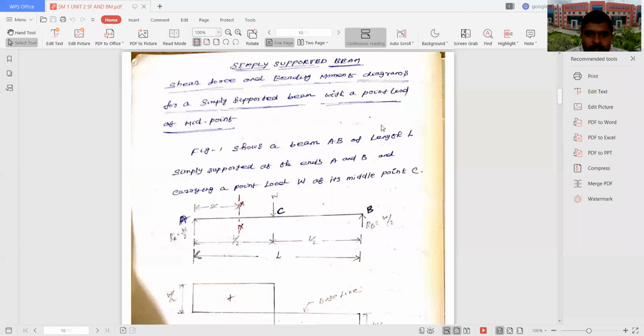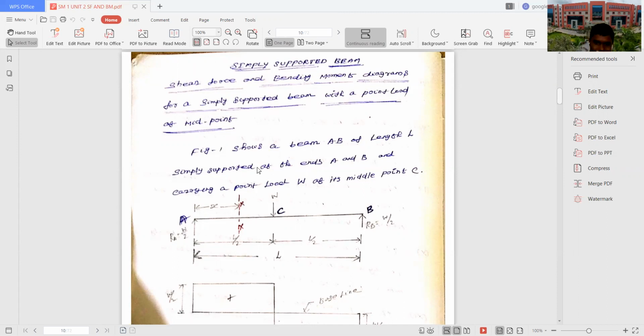Hi, today Unit 2, Lecture 5, we will see the simply supported beam, shear force and bending moment diagram for the simply supported beam which is subjected to various types of load. So let us first see the shear force and bending moment diagram for a simply supported beam with a point load at the midpoint. We need to know how to draw the shear force diagram and bending moment diagram for a simply supported beam with a concentrated load at the center of the span, mid span.